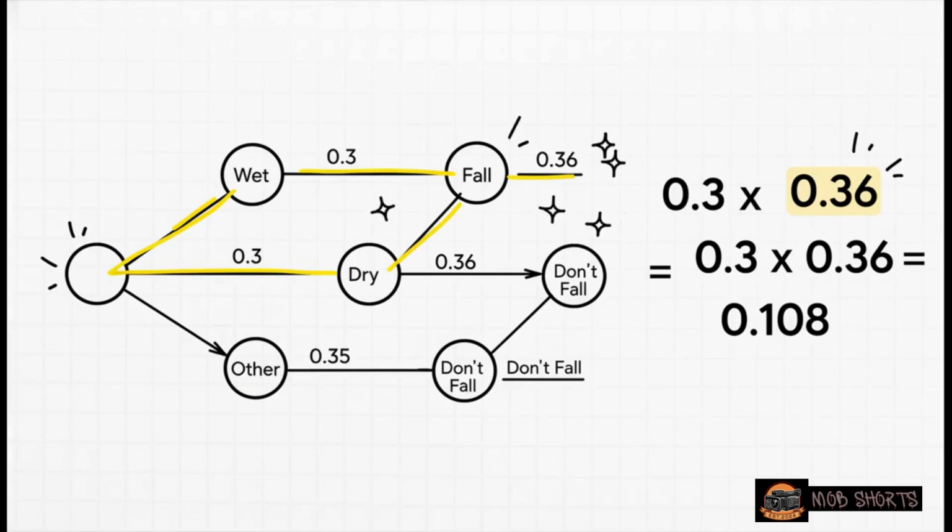Okay, so using that, what's the actual probability of a specific sequence? Like, what are the odds the floor is wet and then someone falls? With tree diagrams, the rule couldn't be easier. You just multiply as you go down the branches. So, if the chance of a wet floor is 0.3 and the chance of a fall on that wet floor is 0.36, you just multiply them together. You get 0.108, or a 10.8% chance of that exact scenario playing out.